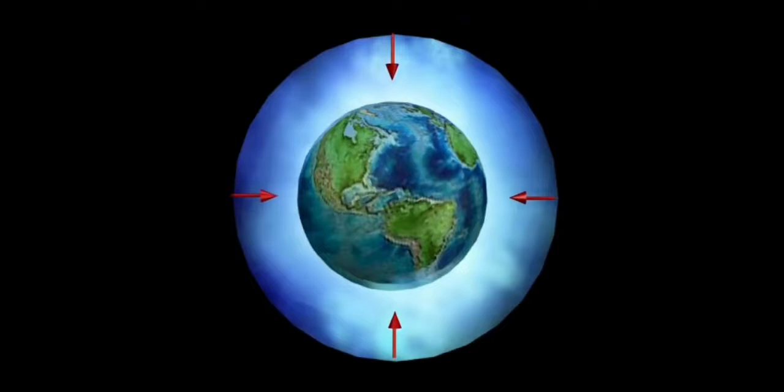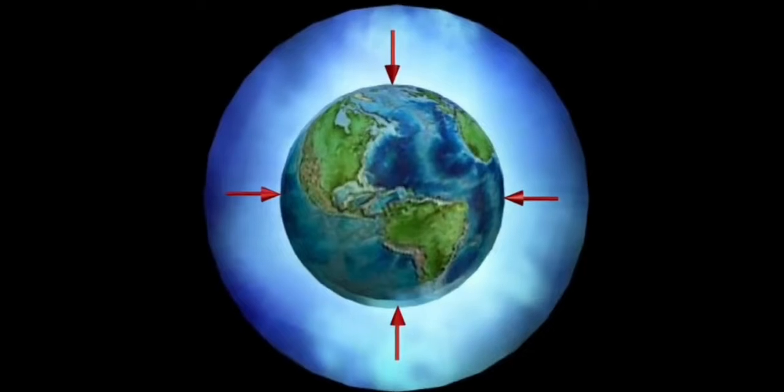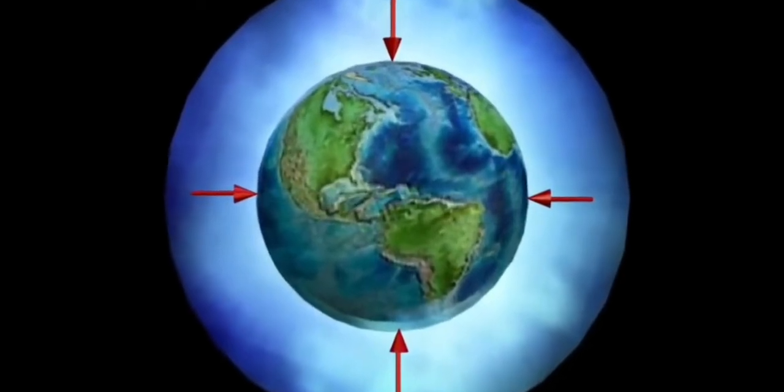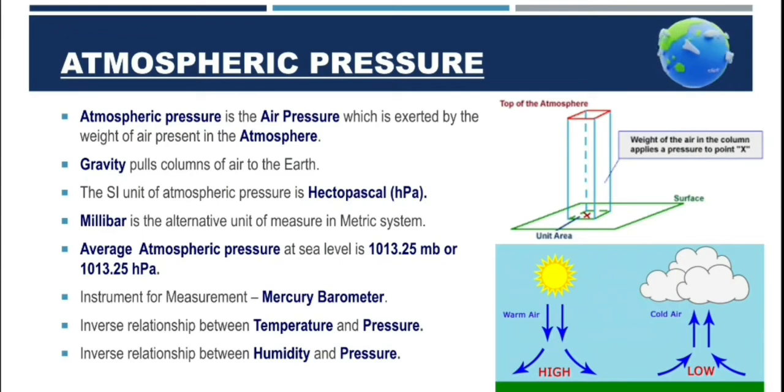It is called the atmospheric pressure, and the prime factor which attracts this pressure to the Earth's surface is the gravitational pull of the Earth. Now, let us look into some of the technical terms associated with atmospheric pressure. The SI unit of atmospheric pressure is hectopascal, and its alternative in the metric system is millibars. The average atmospheric pressure at sea level is 1013.25 millibars. Children, these two facts are primarily important for your exams and you need to study them well.